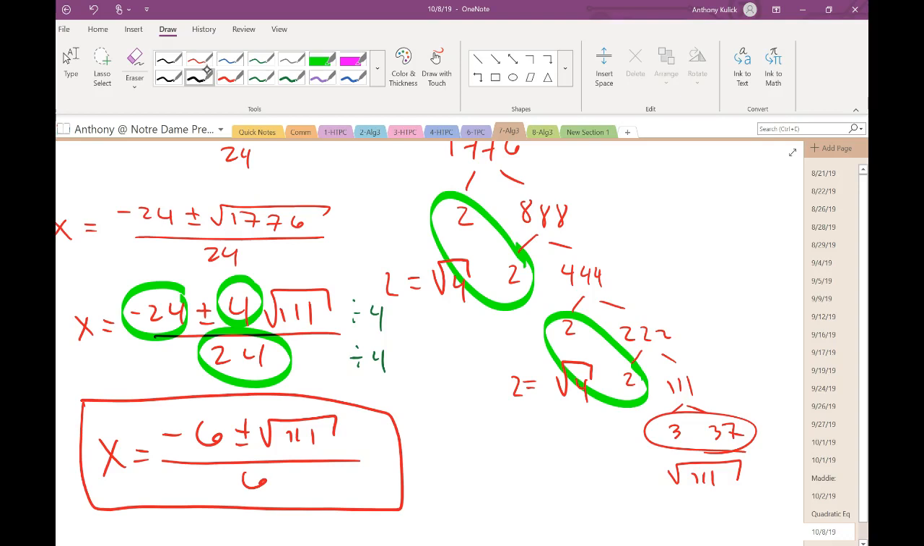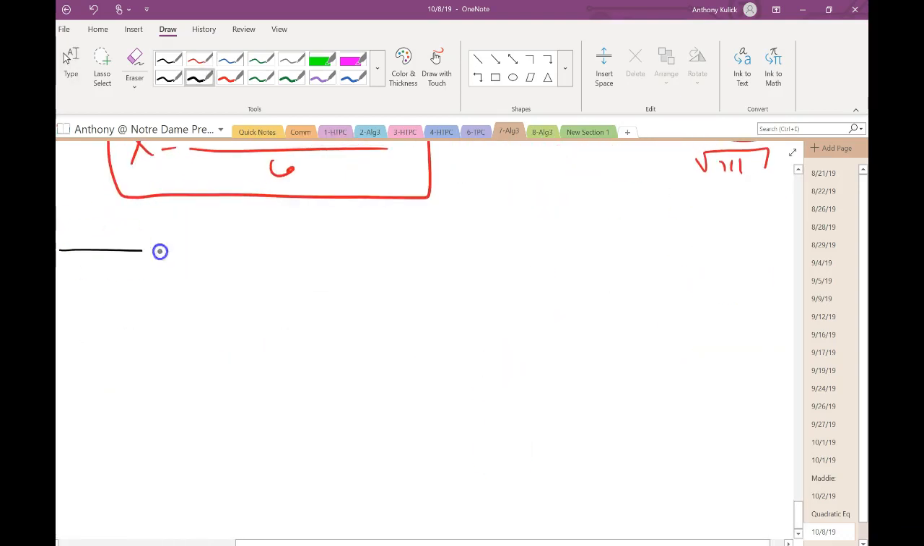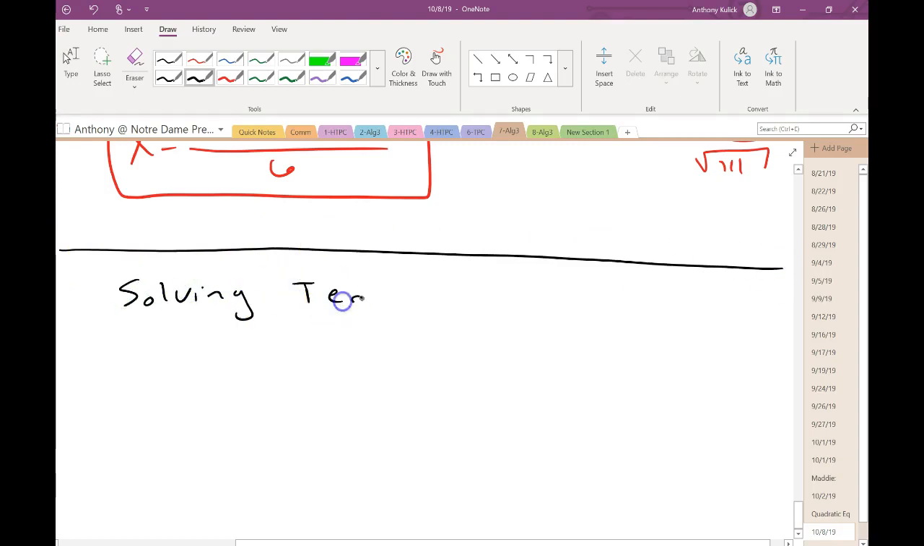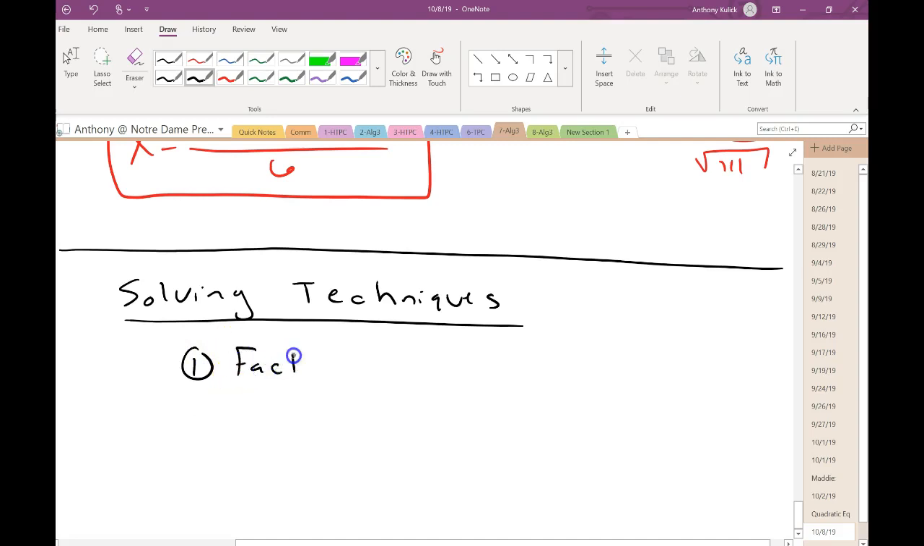So that wraps up our solving techniques. So let's just kind of recap what we have here. So solving by factoring. What are our pros? It's potentially very fast if you're good at it. What's the biggest con? Doesn't work all the time, right?